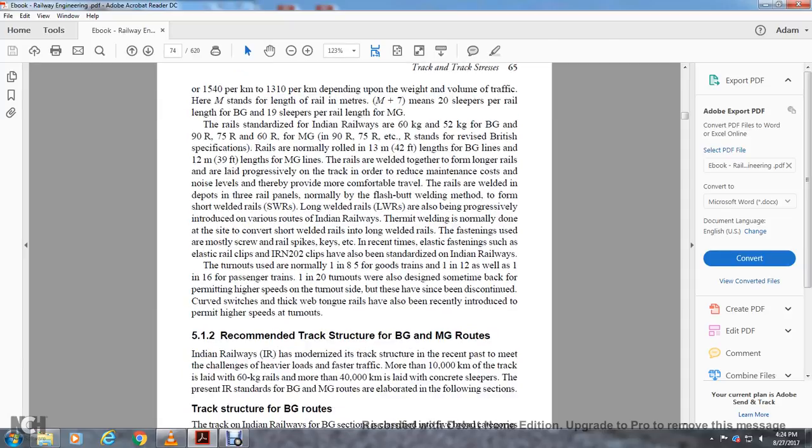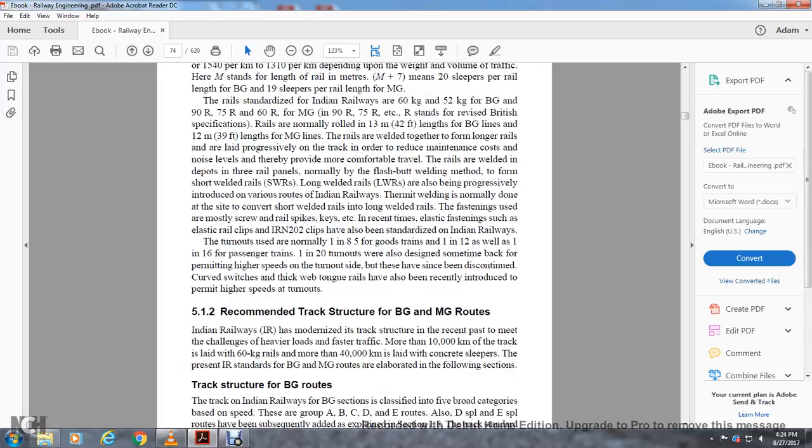In recent times, elastic fittings such as elastic rail clips and IRN 202 clips have been standardized on Indian Railways. The turnouts are normally 1 in 8.5 for goods trains, 1 in 12 as well as 1 in 16 for passenger trains. 1 in 20 was assigned sometime back to permit higher speed on the turnout side, but has since been discontinued. Curved switches and thick web tongue rails have also been recently introduced, permitting higher speed at turnouts.